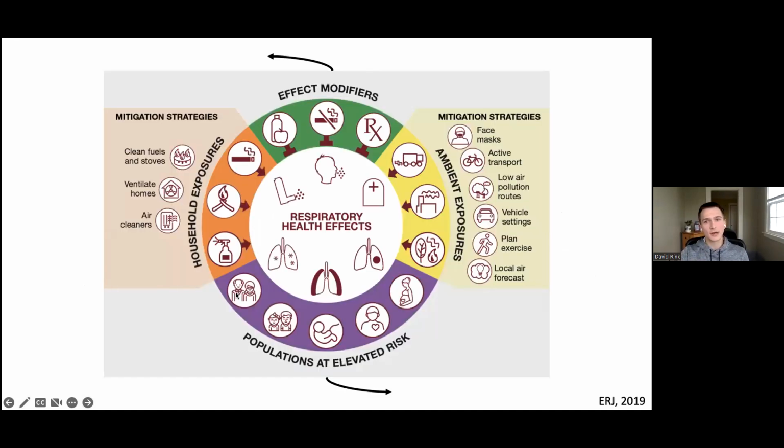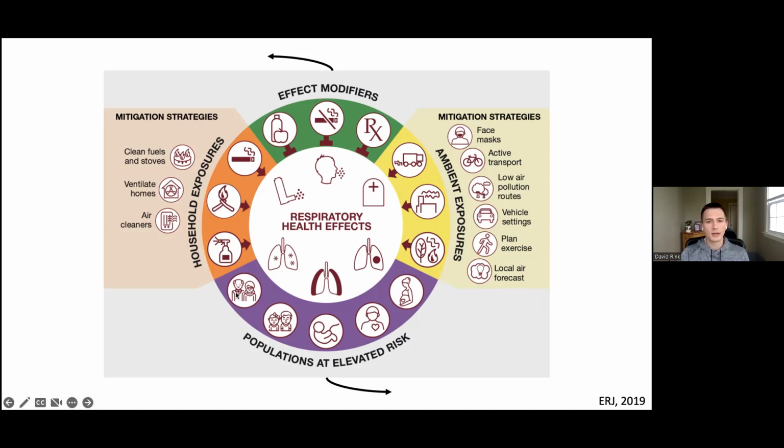So jumping into them, this is a graphic that I'm borrowing from a paper in the European Respiratory Journal in 2019. And it focused on personal strategies to minimize the effects of air pollution, specifically on respiratory health. But I think that it's easy for us to see that if we're minimizing the effects of air pollution in general, that would be effective for all the adverse outcomes associated with air pollution.